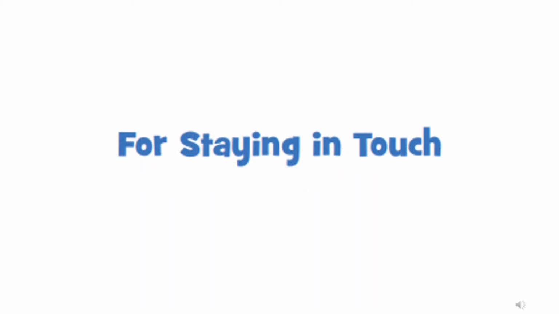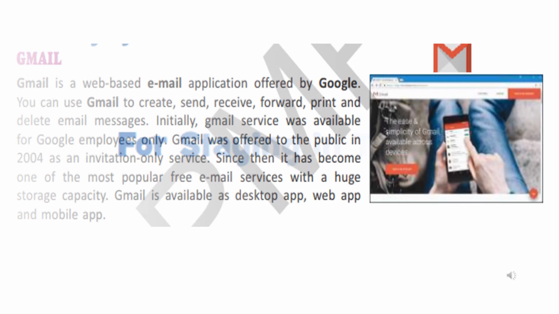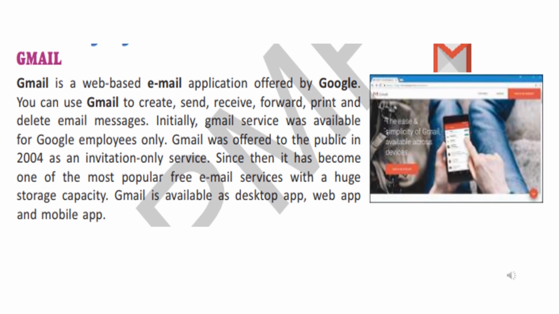Now we will discuss a few apps provided by Google which help us in staying in touch. First of all, we have Gmail. Gmail is a web-based email application, as its name suggests, Google Mail. What does it mean? It means we can create, send, receive, forward, print, and delete email messages.